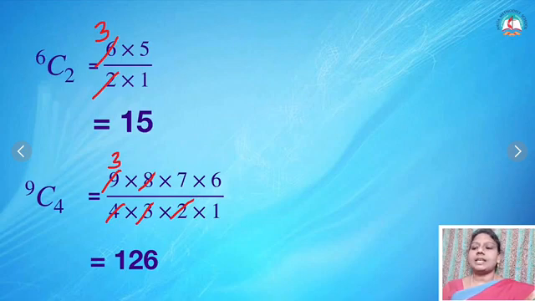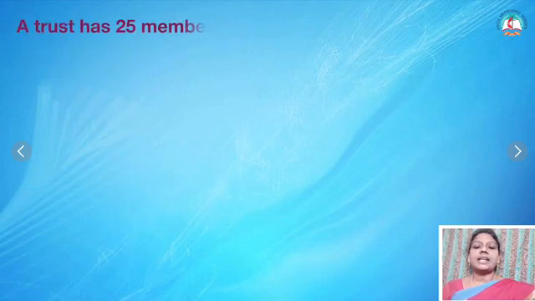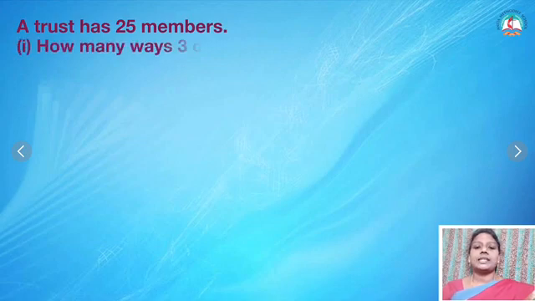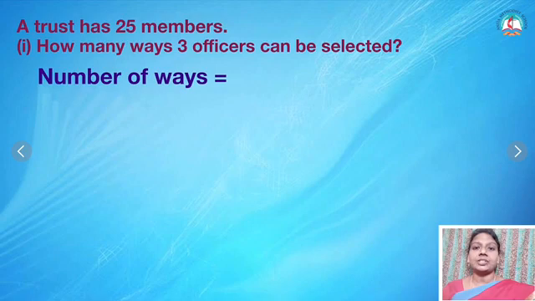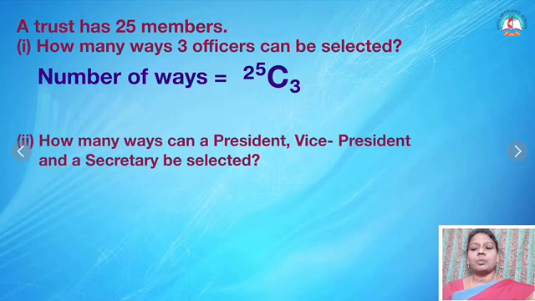Okay. So let me see some more problems in that. A trust has 25 members. In which my first question is, how many ways can 3 officers be selected? So 3 officers can be selected, identical ones. So 3 officers, the categories are not mentioned. Therefore, number of ways is equal to, out of 25, we are going to select 3, then it will be 25C3. Whereas, if the question is, how many ways can a president, vice president and a secretary be selected?